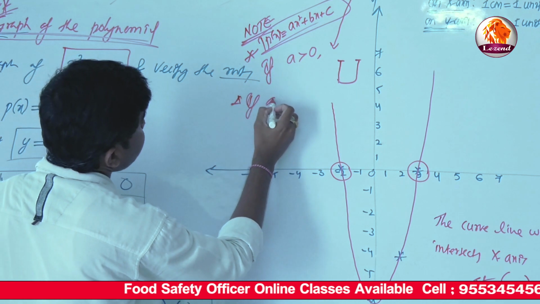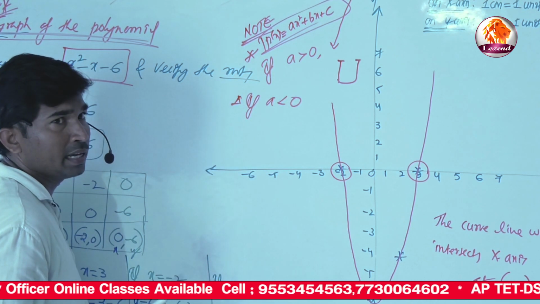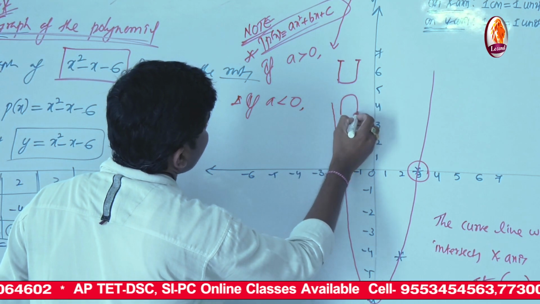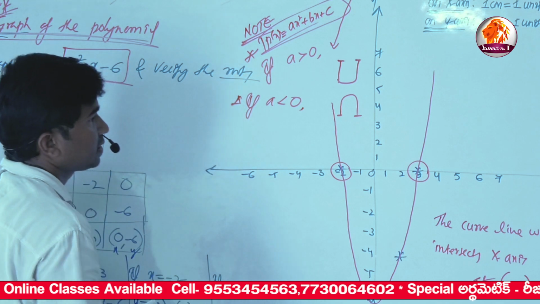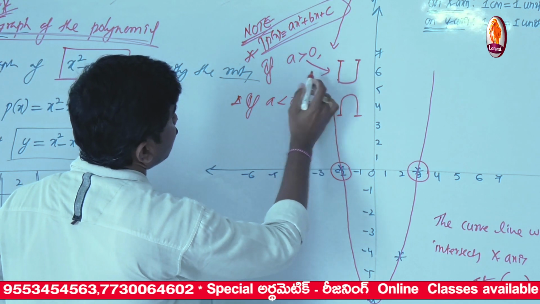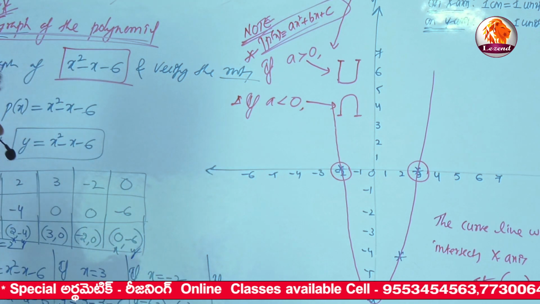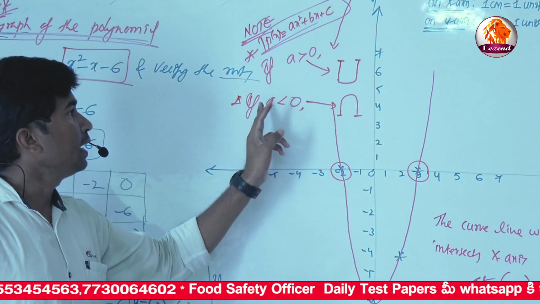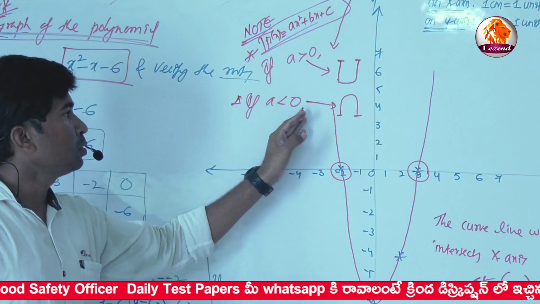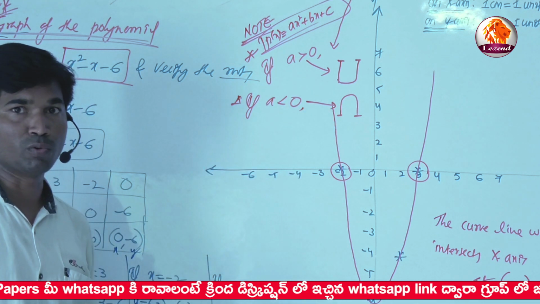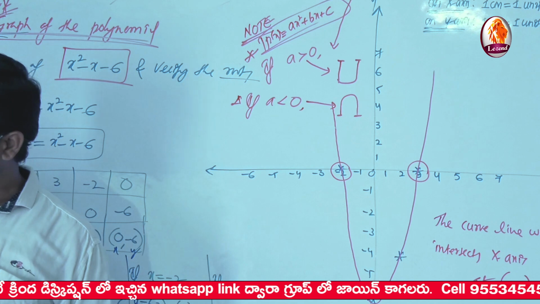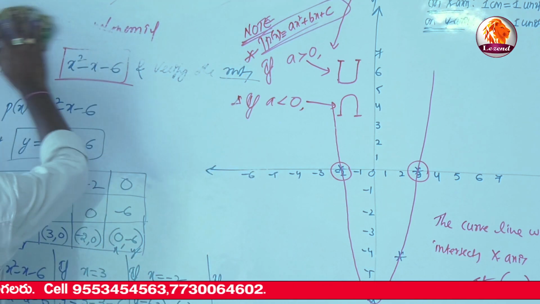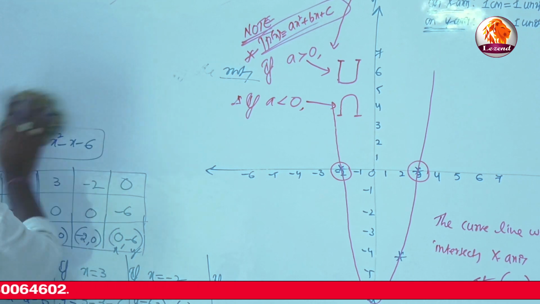For example, if a is negative, the parabola opens downwards, like this. If a is more than 0, the parabola opens upwards. If a is less than 0, the parabola opens downwards. And one more, the last one is the division algorithm.